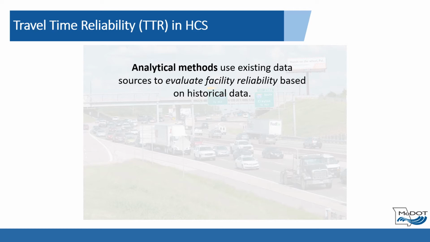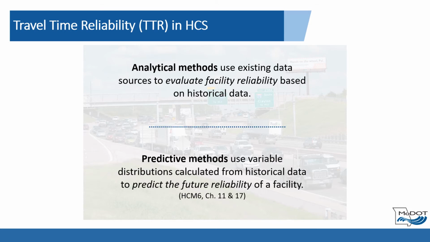Analytical methods of TTR use existing data sources to evaluate facility reliability based on historical data. Predictive methods use variable distributions calculated from historical data to predict the future reliability of a facility. For the first time, the HCM 6th edition includes a predictive method to evaluate TTR.